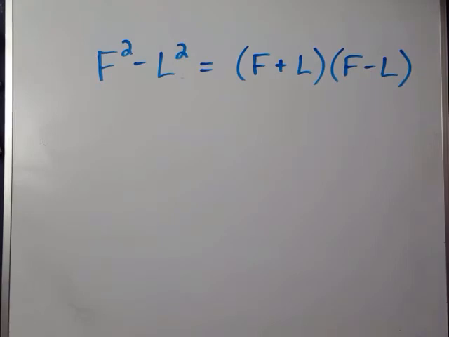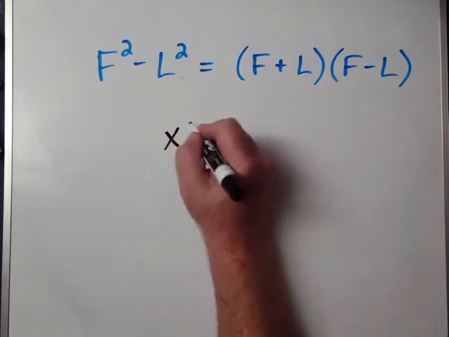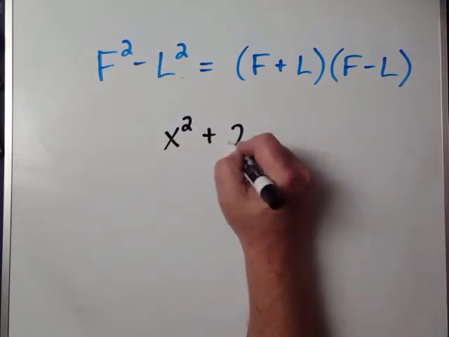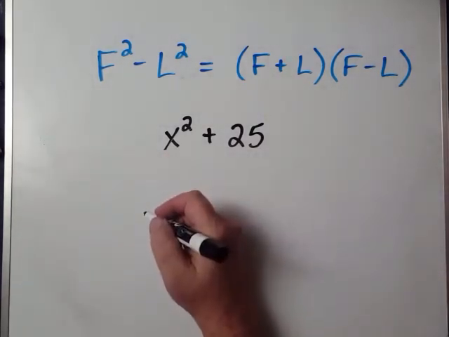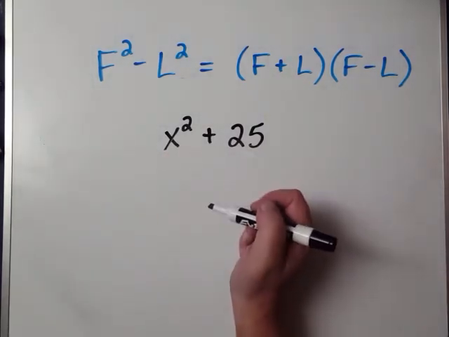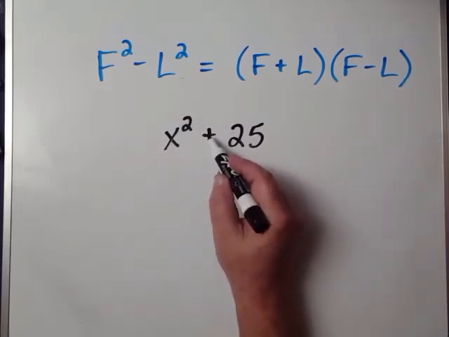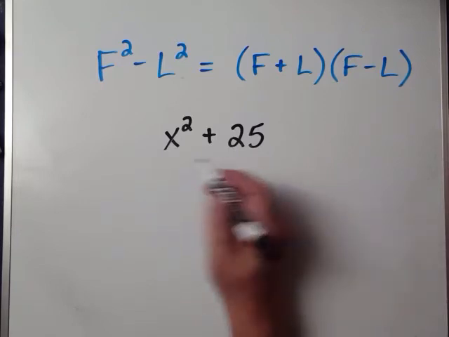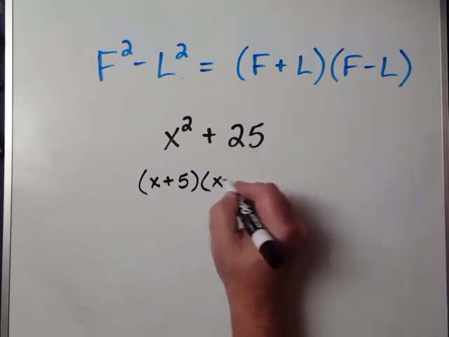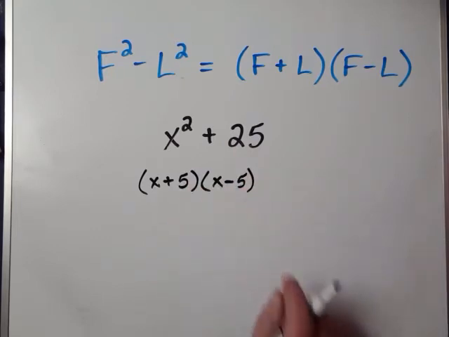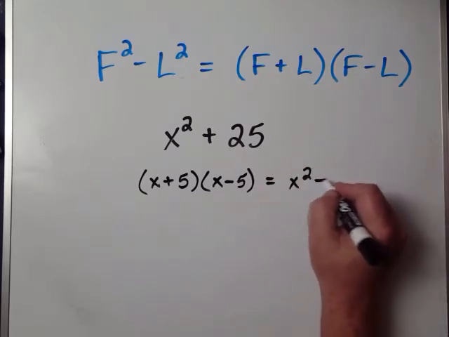Let me just make one up here. Let's consider, let's say, x squared plus 25. And the instructions say factor. Now, how does this factor? Is this a difference of squares? No, this is a sum of squares. So we know it's not going to factor like this, because that will give me a negative 25 back at the end. If I FOIL this back out, I get x squared minus 25.